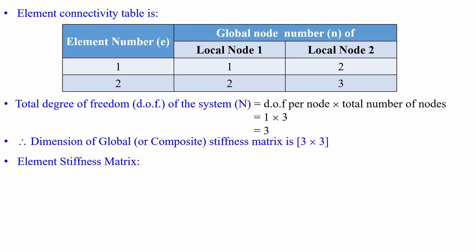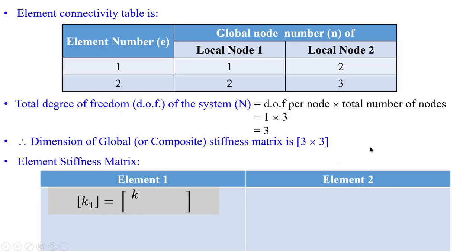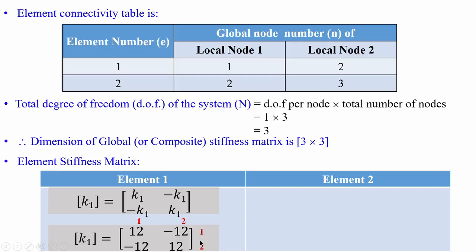Now let us write the element stiffness matrices. For element 1, we have K1 equal to [K1, minus K1; minus K1, K1]. Let us substitute the value of stiffness for element 1, which is 12. So we have the element stiffness matrix for element 1 as [12, minus 12; minus 12, 12]. Let us write the node numbers as column numbers 1 and 2, and similarly row numbers 1 and 2, which are associated with element 1.